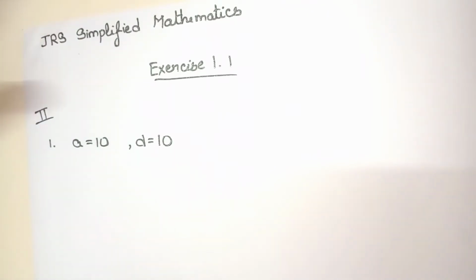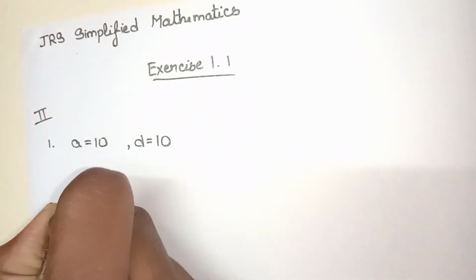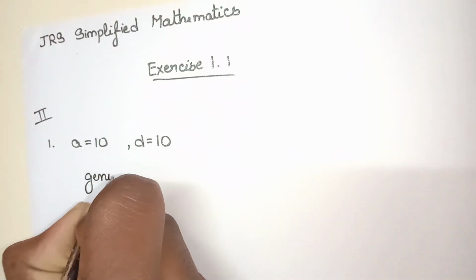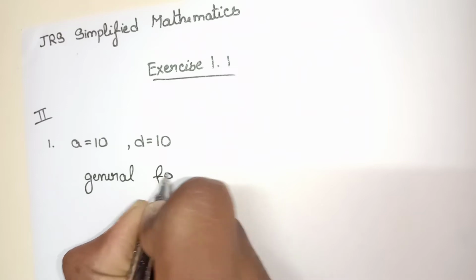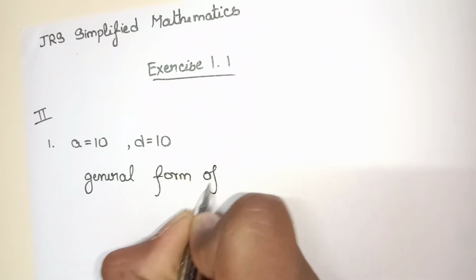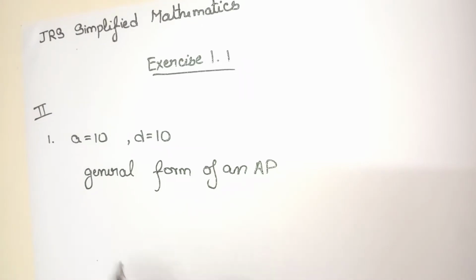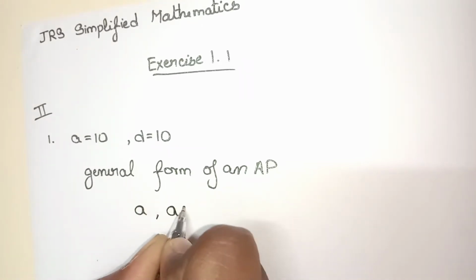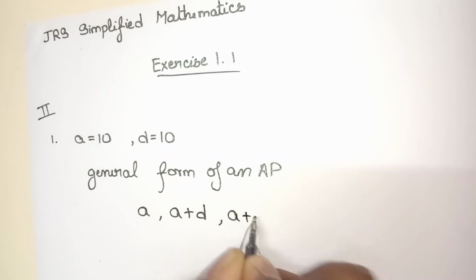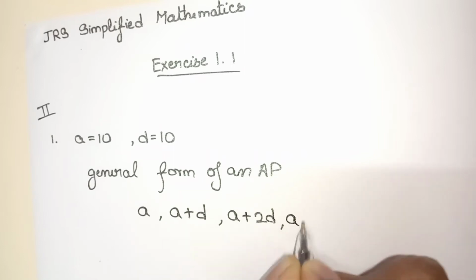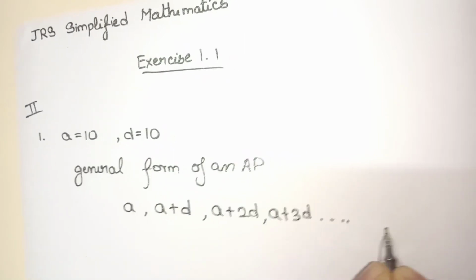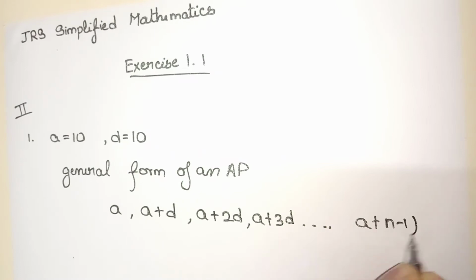For this we have to know the general term, the general form of an AP. The general form of an AP is a, a plus d, a plus 2d, a plus 3d, and it goes on until a plus (n minus 1) times d.